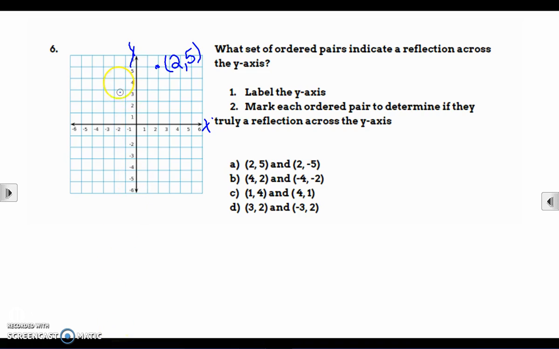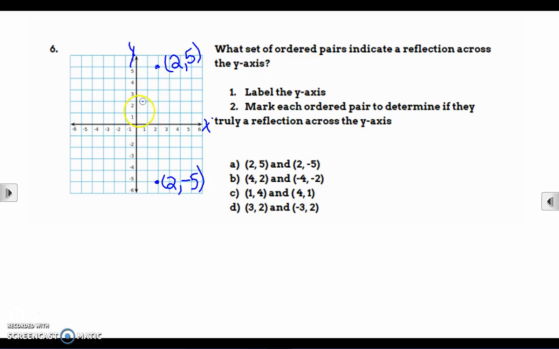If I reflect over the y-axis, if I'm going to take this and flip it over that y-axis, that point's going to end up in the second quadrant. Let's hope the other point she has us plot for letter A ends in the second quadrant. She wants us to plot 2, negative 5. So I would start at the origin. 2, negative 5 says 2 to the right, and this time 5 down. Ooh, 2, negative 5 is actually in the fourth quadrant.